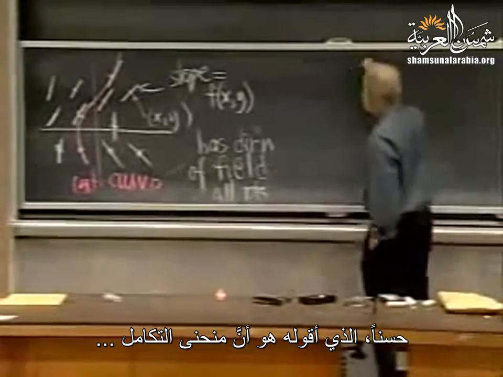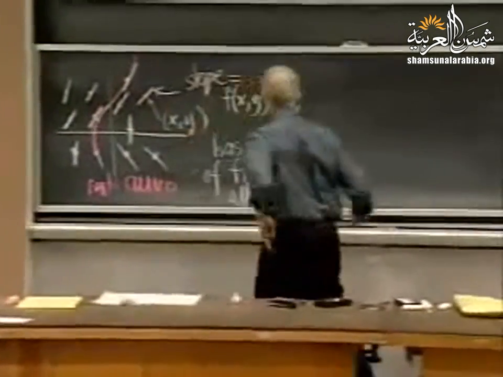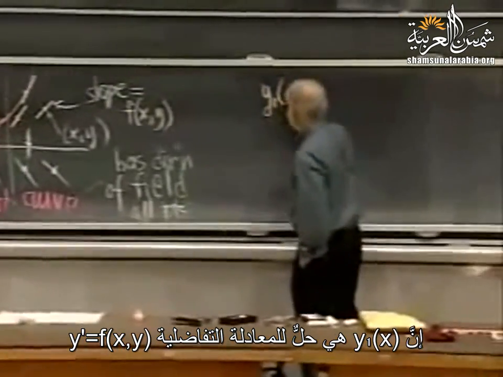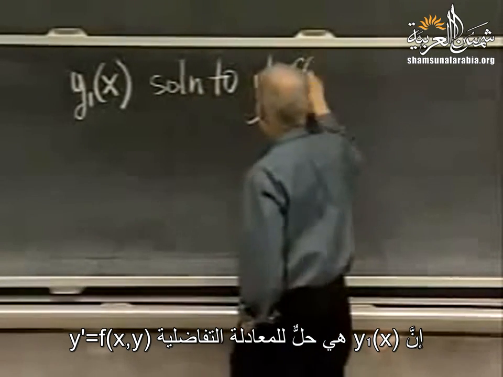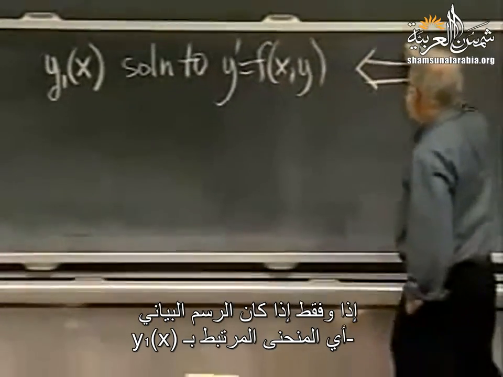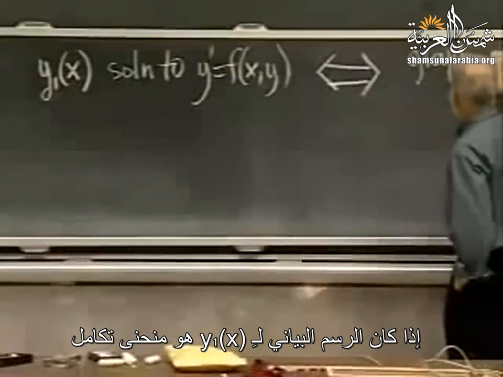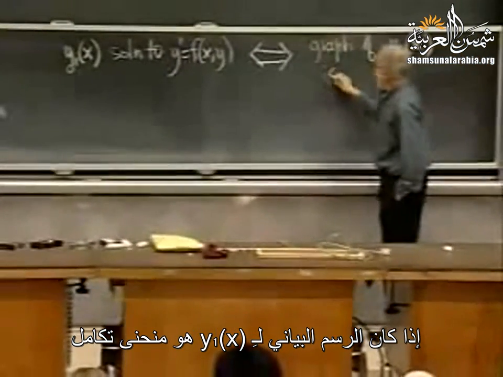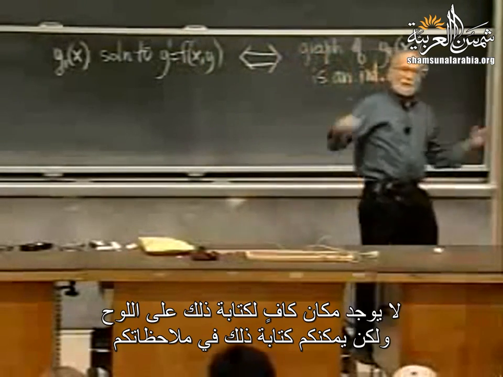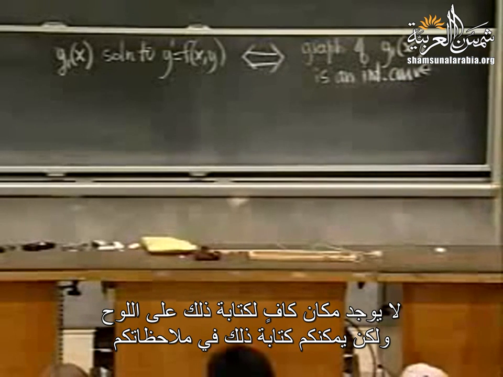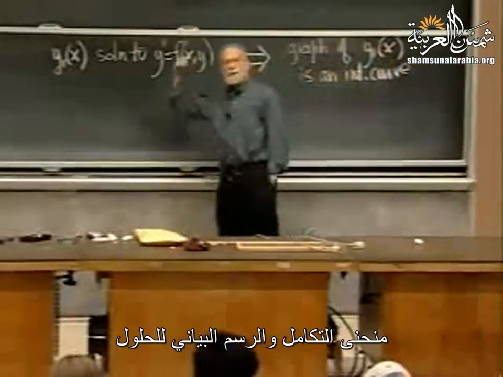So what am I saying? Let me write it this way. I'll make a little theorem out of it. That y1(x) is a solution to the differential equation if and only if the graph, the curve associated with this, the graph of y1(x), is an integral curve. Integral curve of what? Well, of the direction field associated with that equation. But there isn't quite enough room to write that on the board, but you can put it in your notes if you take notes. So this is the relation between the two. The integral curves are the graphs of solutions.